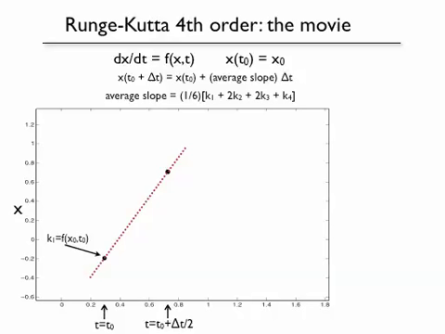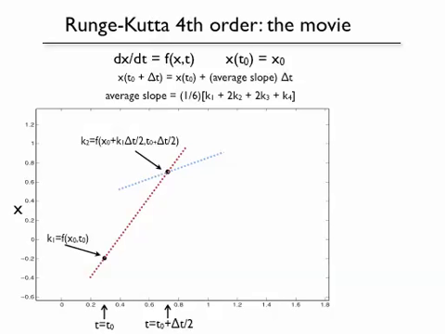So that's our first estimate for the function. And so now we want to calculate the derivative of the function at that point. Well, that's simple enough. We just take x, which is x0 plus delta t over 2 times k1 for our x, and then for our t value it's t0 plus delta t over 2. So we calculate the derivative of the function evaluated at that point. So that's our second slope.